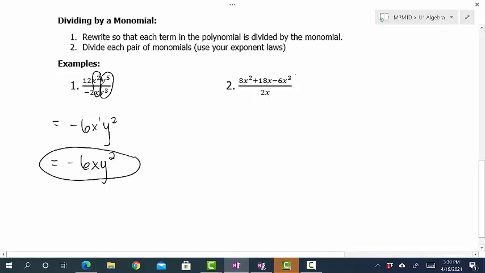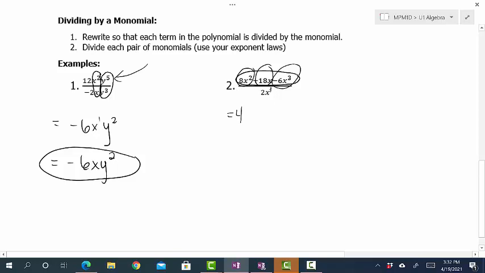Okay, when you have a question like this, when the numerator is a polynomial, so there's tons of terms in the numerator. Okay, over here there's only the one term. So I'm just going to take each term in the numerator and divide it by 2x. So I'm going to take 8x squared and divide by 2x. Then I'm going to take 18x and divide by 2x. And then I'm going to take negative 6x cubed and divide it by 2x. Okay, so let's do the first term. 8x squared divided by 2x. So divide the numerical coefficients. So 8 divided by 2 is 4.